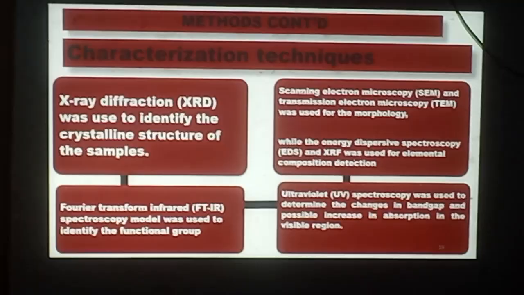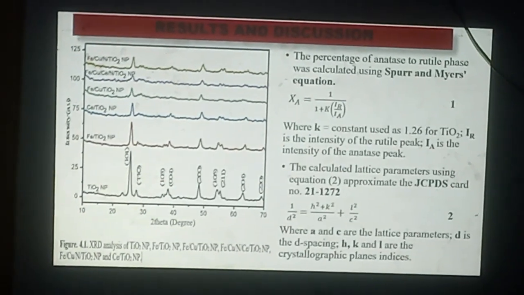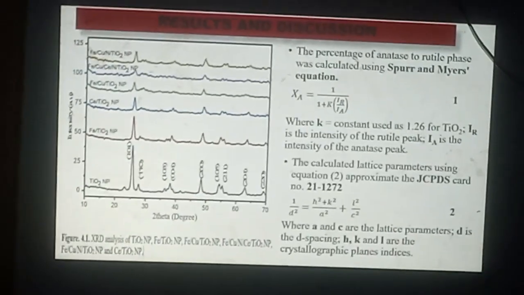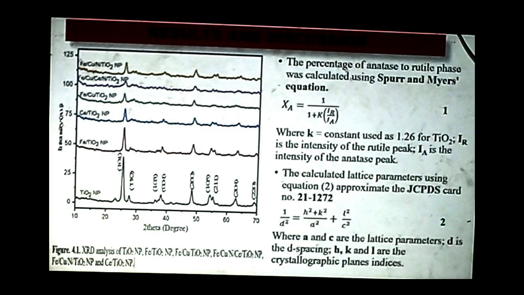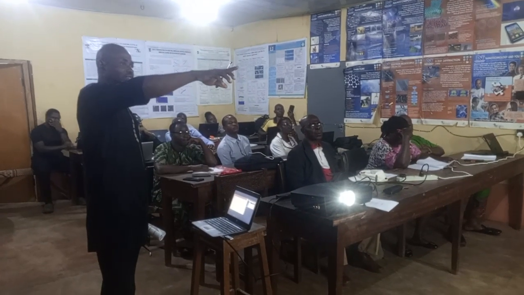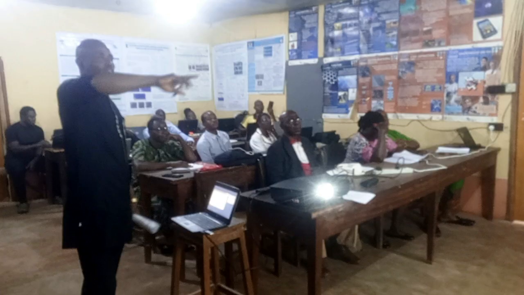XRD, FTIR, and the like. The XRD results, which are presented in figure 4.1, show that the two major peaks are the planes 101 and 200. Then we discovered another peak at 110. We tried to calculate the phase making use of equation 1. After our calculation, we discovered that this material has 80% anatase phase and 20% rutile phase.